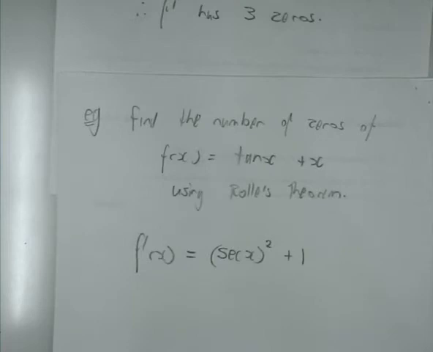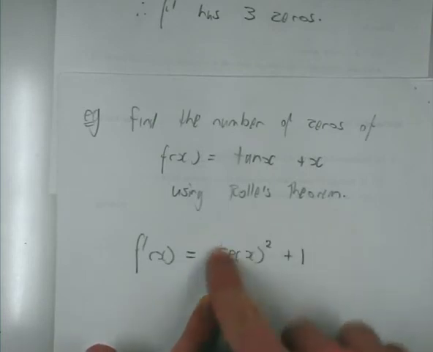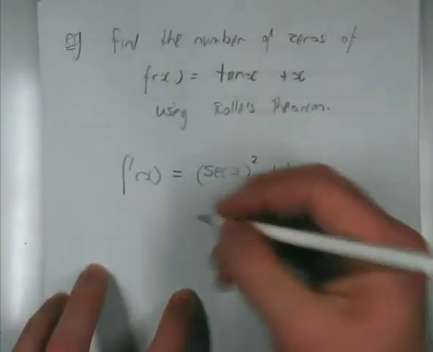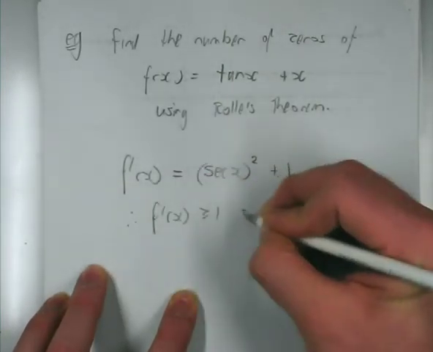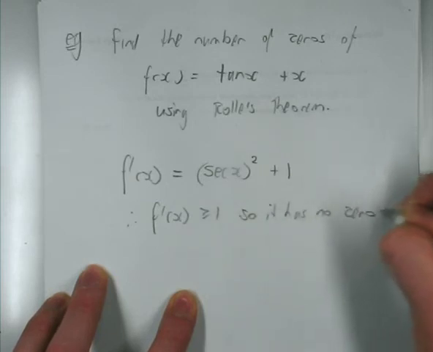The derivative of tan is sec squared, and the derivative of x is 1. This function has no zeros. Sec squared is positive, it's greater than or equal to 0, so this whole thing is greater than or equal to 1. It's never 0. So f dash x is greater than or equal to 1, and it has no zeros.